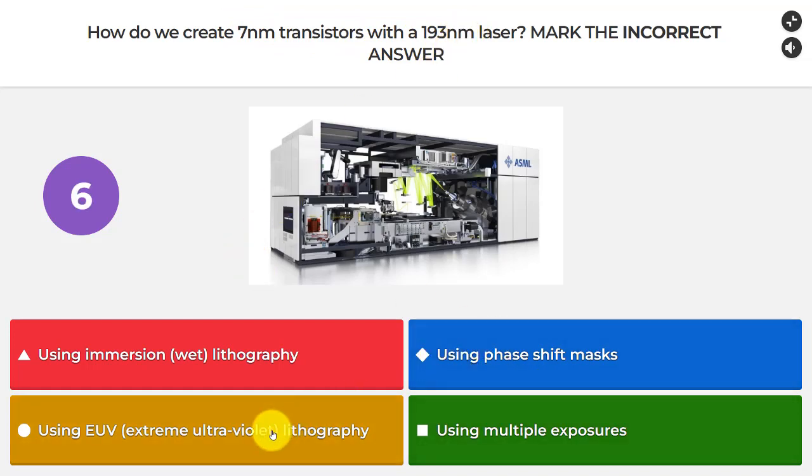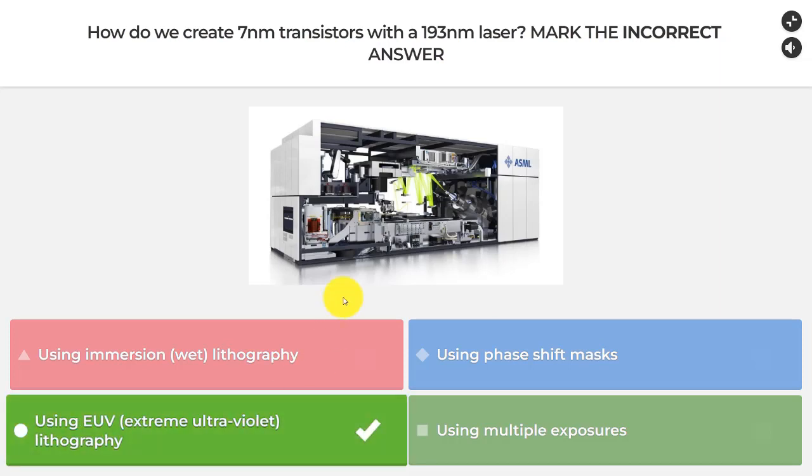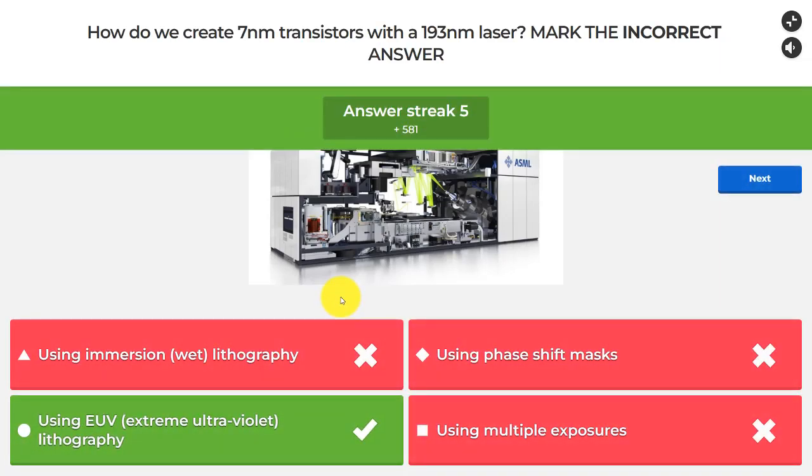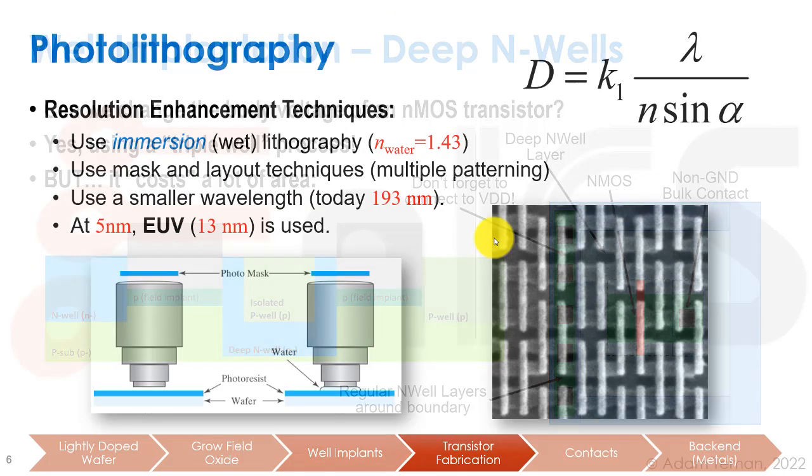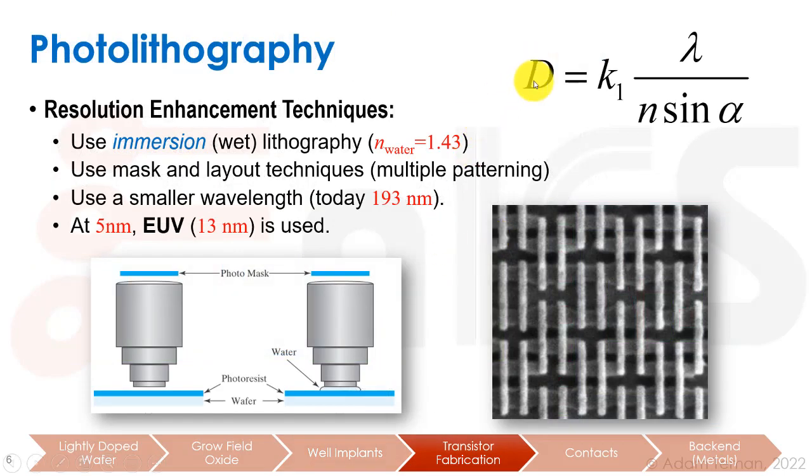One of them is incorrect, and the incorrect one is actually the yellow one over here. It's not that we don't use extreme ultraviolet lithography, as we said we do, but extreme ultraviolet lithography is a 13 nanometer laser, not this 193 nanometer laser. All the other ones are ways that we are able to use a 193 nanometer laser to make really, really small transistors. Okay, so let's go back to our slides over here.